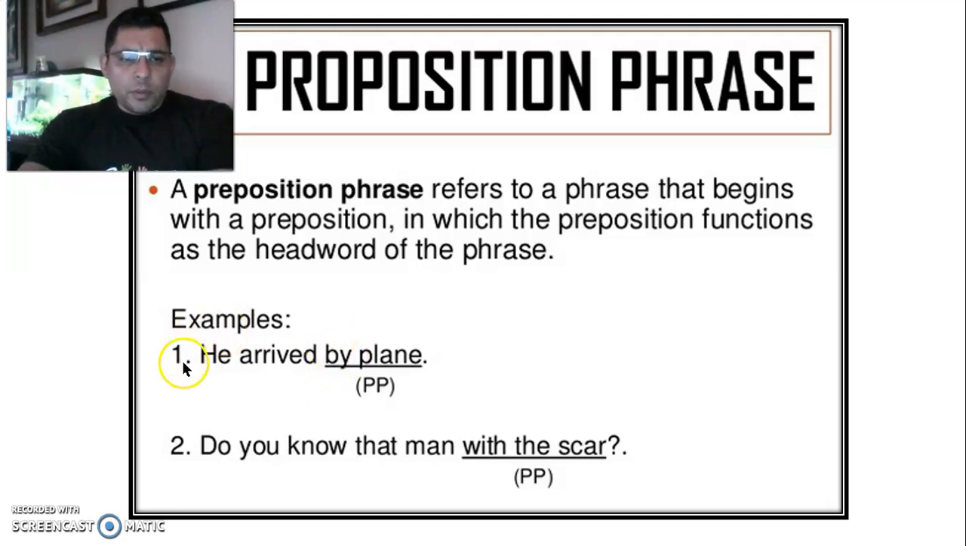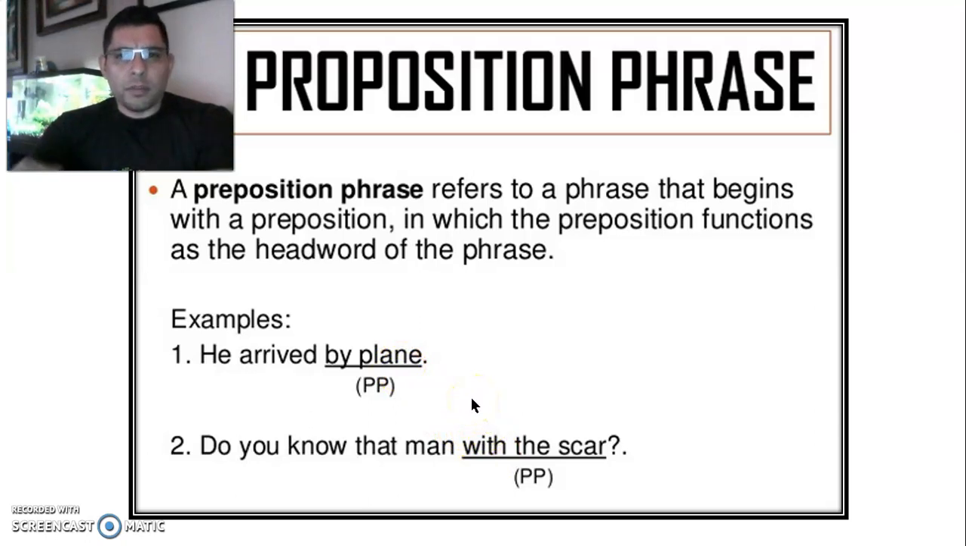Look at example number one. He arrived by plane. In this case, plane is my noun, but it is preceded by the preposition by. In number two, do you know that man with that scar? Scar is my noun, the is my determiner, and this is a noun phrase. But this noun phrase is preceded by the preposition with. So therefore, this is a prepositional phrase. So in both sentences, we have prepositional phrases.